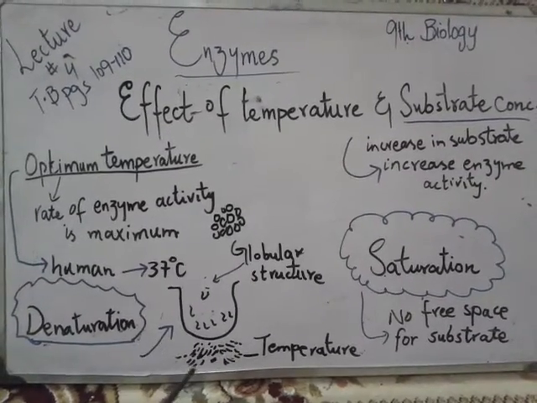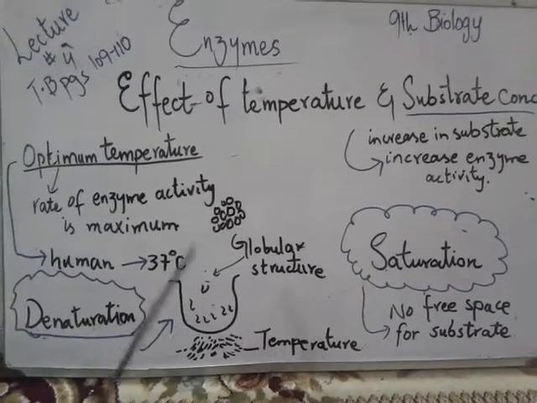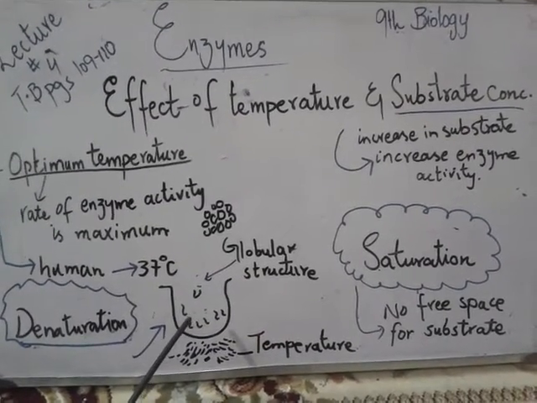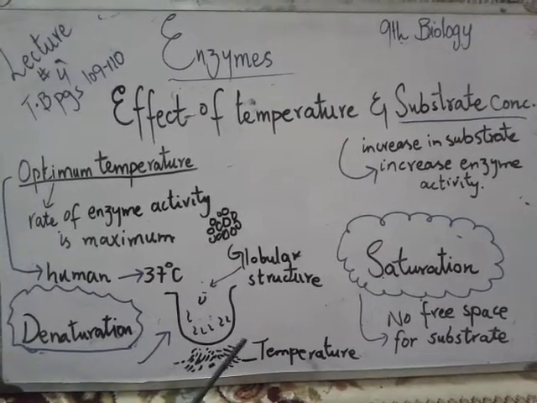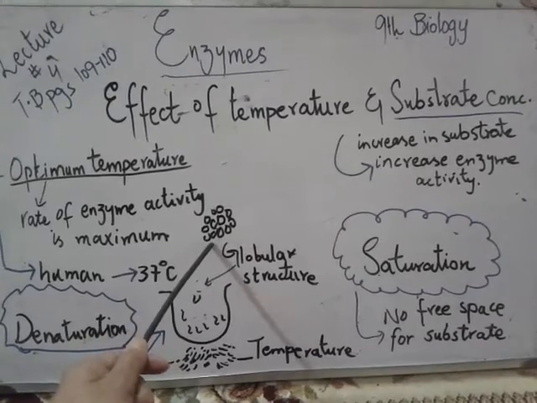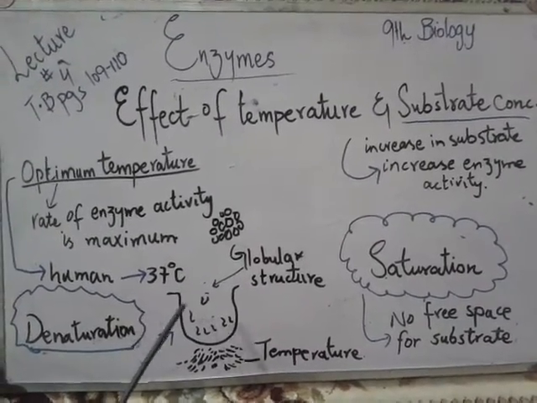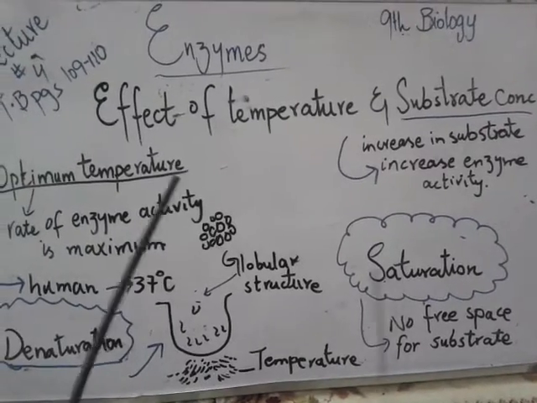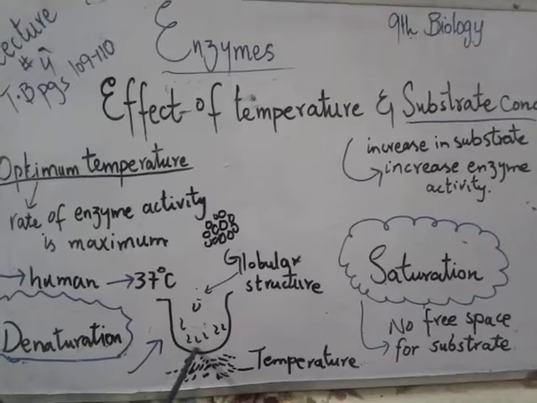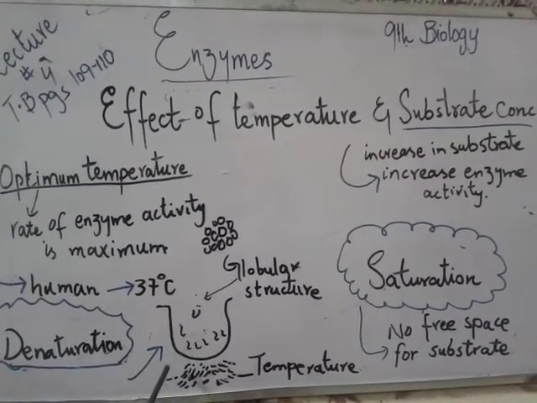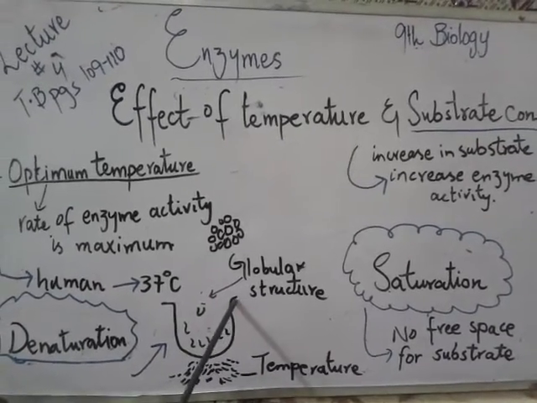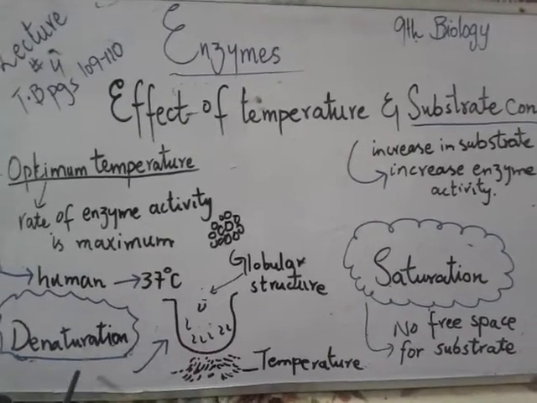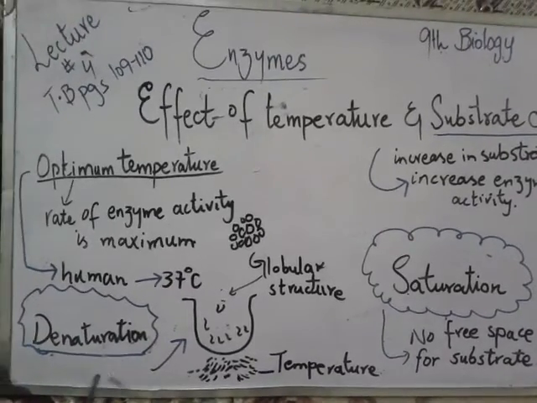But when temperature is raised well above the optimum temperature, heat energy increases the vibrations of atoms of enzymes, and the globular structure, as you can watch here, is lost. This is known as denaturation. These temperatures add activation energy to the reaction and provide kinetic energy for the reaction, due to which the globular structure of the enzyme is destroyed. So the enzyme nature is destroyed. That is known as denaturation.